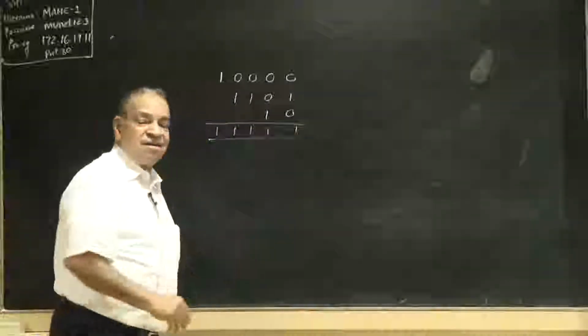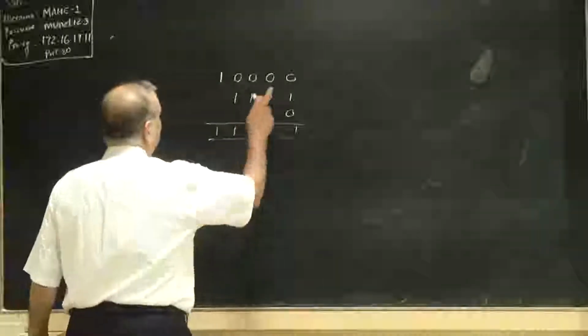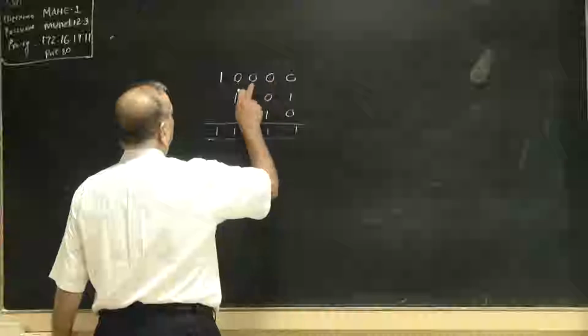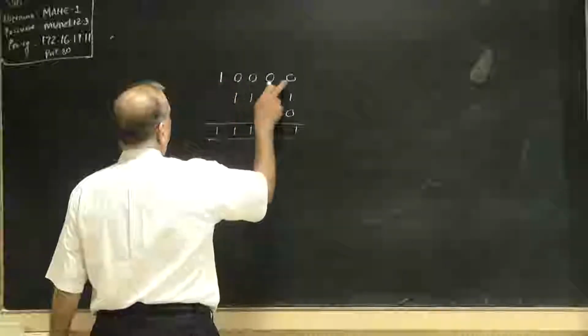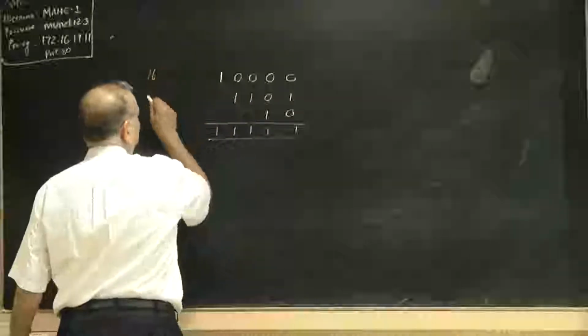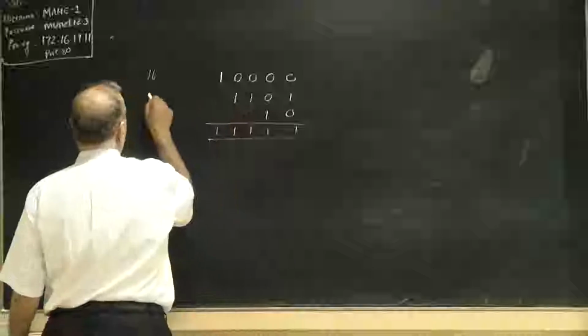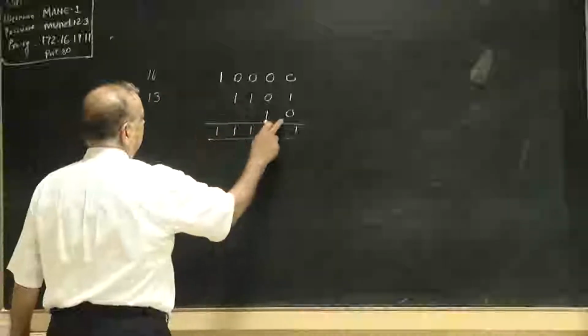Okay. Imagine 3 baskets, and 1, 2, 4, 8, 16. So this one has 16 here.